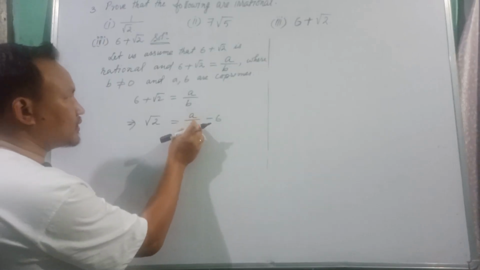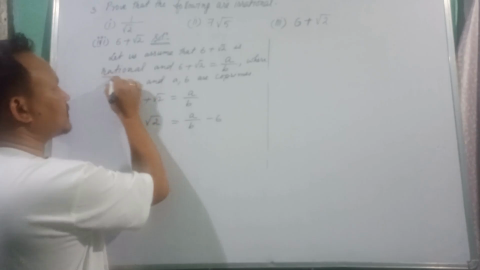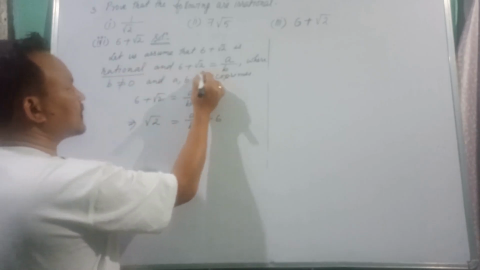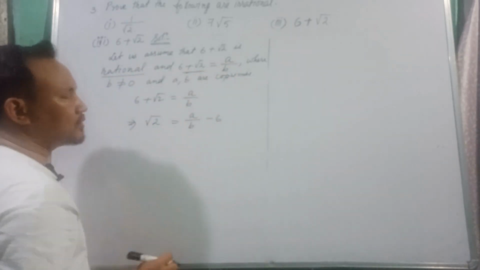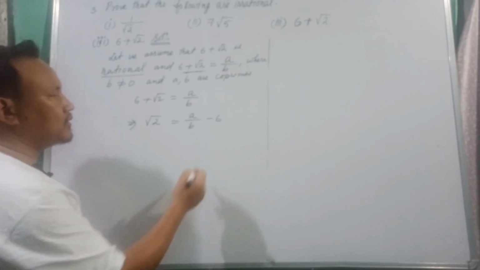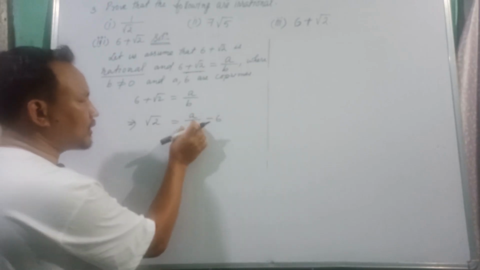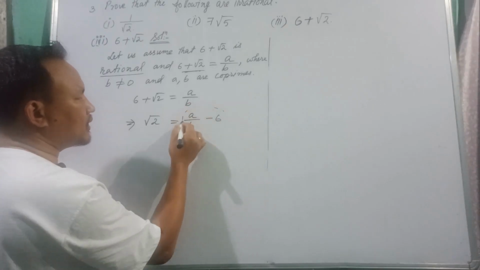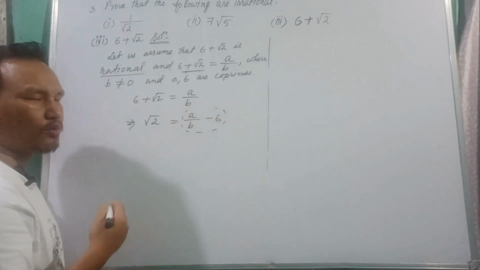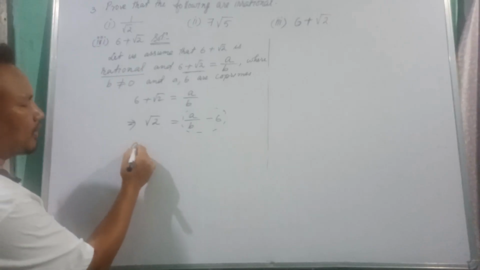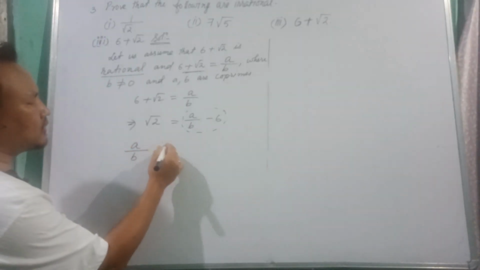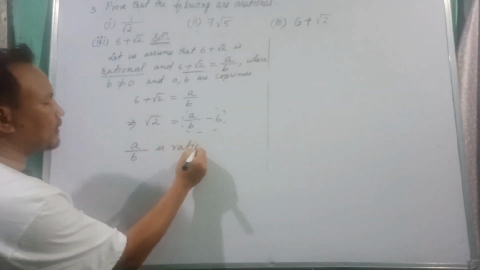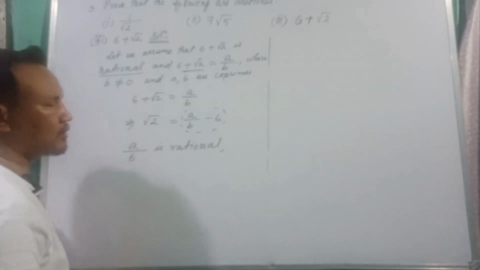Now a by b was a rational number. We have already written that this is rational. So a by b is a rational number, and 6 is also a rational number. Rational number minus a rational number will give me a rational number. That means this entire term is a rational number. So I'm going to write that first: a by b is rational.